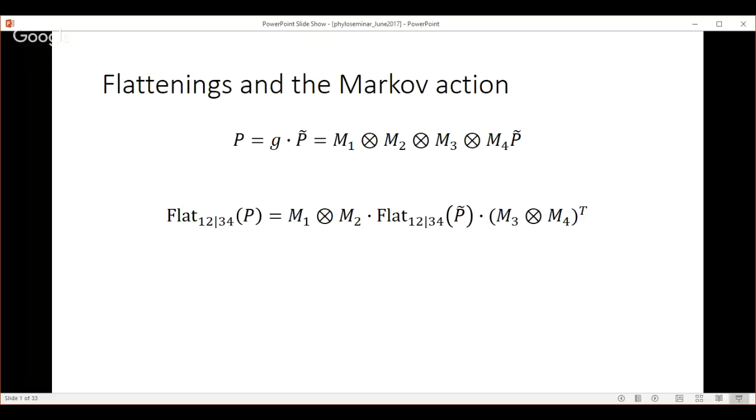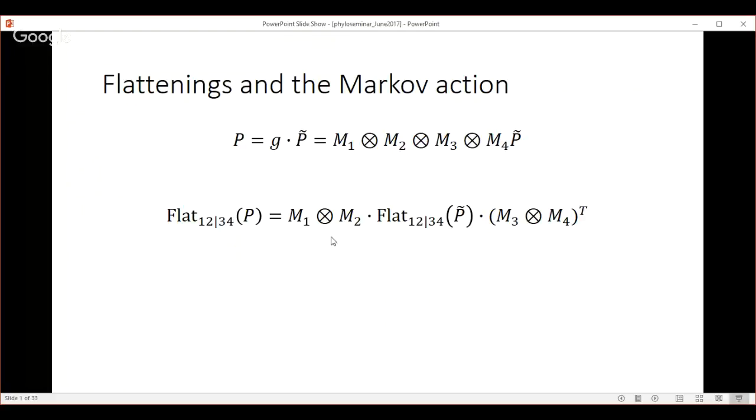And so you can think about how I write my Markov action that I've talked about before in terms of these flattenings. I basically have an equivalent way to write down what happens when I start with a clipped tensor, apply the Markov action and get to a full phylogenetic tensor, but I can write it down in terms of these flattenings.